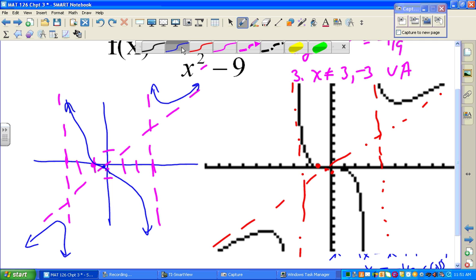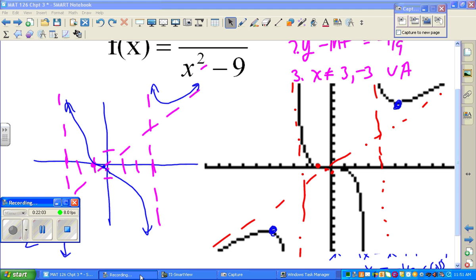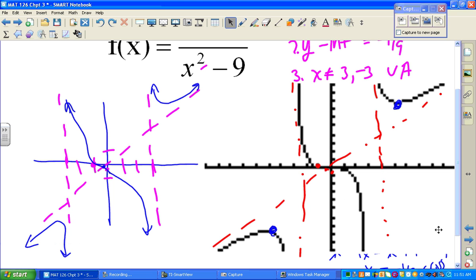In calculus, you find these points as well. Okay? So you can add a little bit more to your graph than just intercepts and vertical asymptotes. Okay? You can add more and more to the graph. All right? Fantastic.